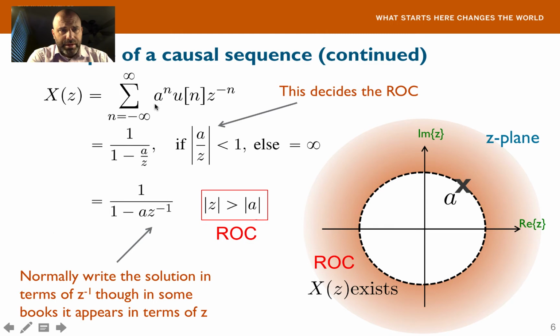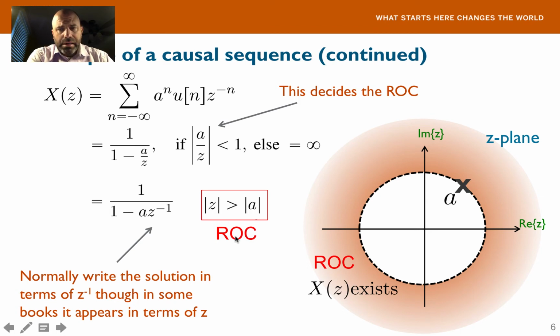So we substitute in a to the n u of n, z to the minus n. We get rid of the unit step and use the finite sum formula to get 1 over 1 minus a over z. We can apply the finite sum formula supposing that the absolute value of a over z is less than 1. Otherwise, it's infinity. Rewriting, we often write the Z-transform in terms of z to the minus 1. We get 1 over 1 minus a z to the minus 1, and the region of convergence is modulus of z greater than modulus of a.